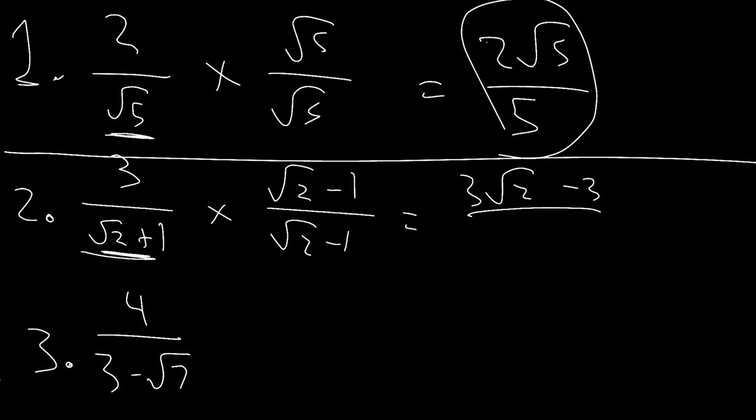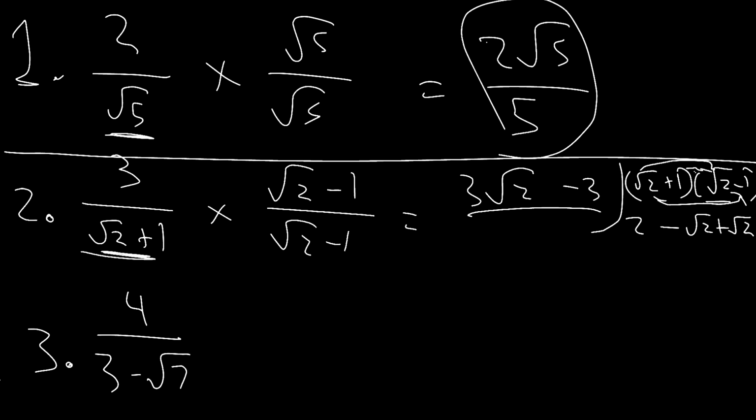And then root 2 plus 1 times root 2 minus 1. This is a case of double brackets. So let me just do it over here. Root 2 plus 1, root 2 minus 1. So root 2 times root 2 gives me 2. Root 2 times minus 1 gives me minus root 2. Plus 1 times root 2 gives me plus root 2. And then finally I have plus 1 times minus 1, which gives me minus 1. And all of that just gives me 2 minus 1, which is equal to 1.